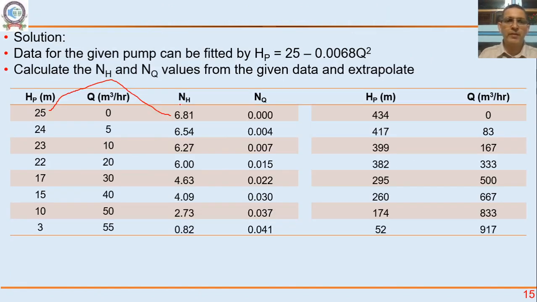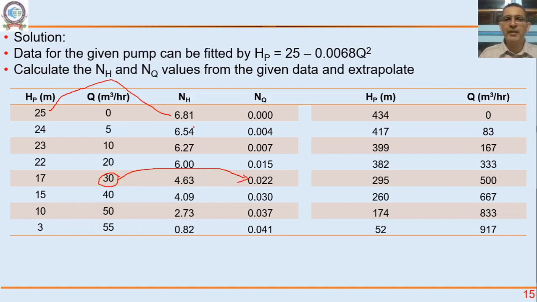So NH would be this head multiplied by 9.81 divided by 0.25 squared and 24 squared. Same way, Q is meter cube per hour. If you divide by 3600, you will get meter cube per second. Then you will have to divide by N, 24, and diameter cubed, 0.25 cubed. That's how you will get the NQ values.